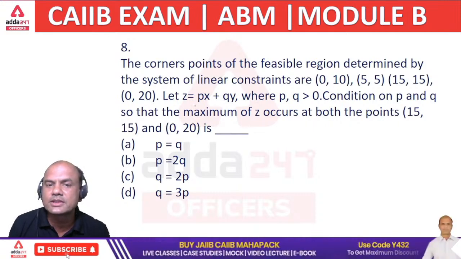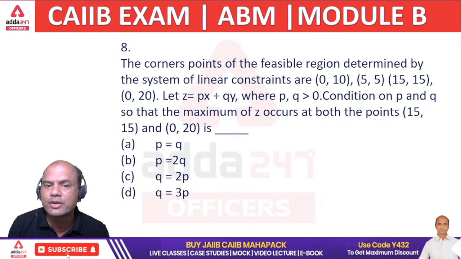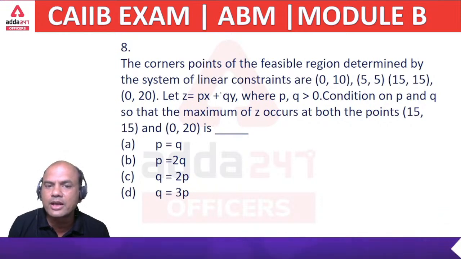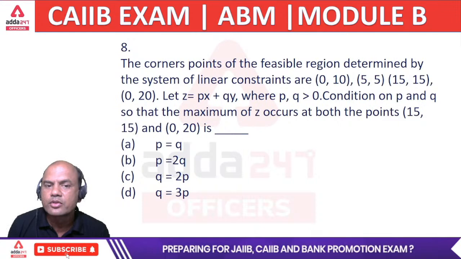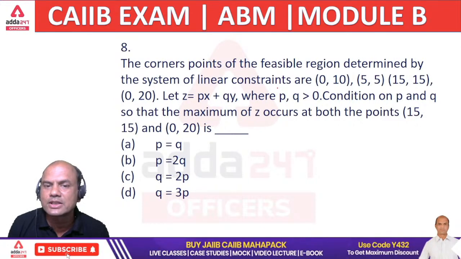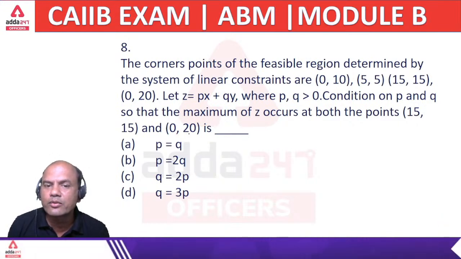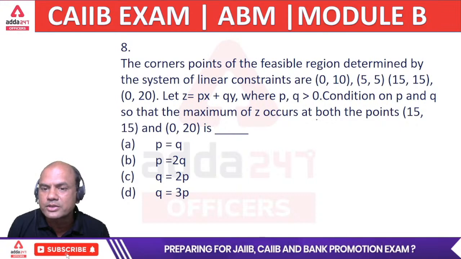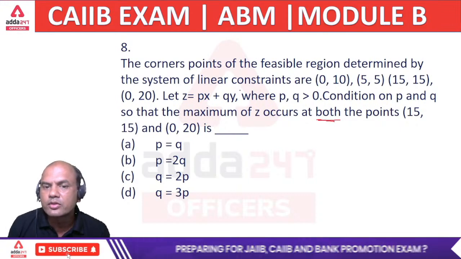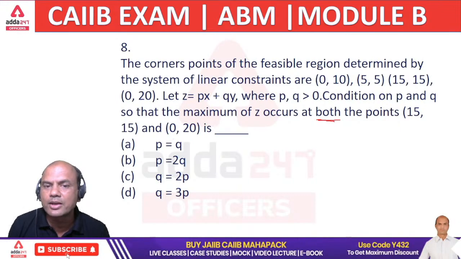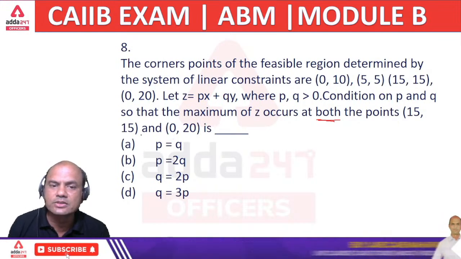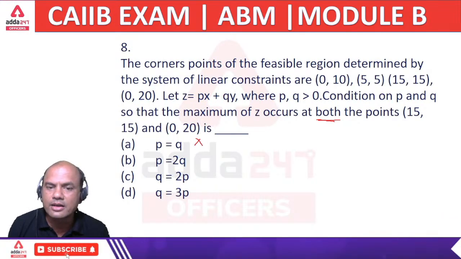If you put that, then this is also 1, this is also 1. Let's see this one by one. P equals Q, 1 and 1. So X and Y, at 15 and 15, 15 plus 15 is 30 over here. So Z becomes 30 over here. And at 0 and 20, we want both the points equal, okay? So this is 30, and at 0 and 20 it becomes 20 only. So this is not the correct thing, right?